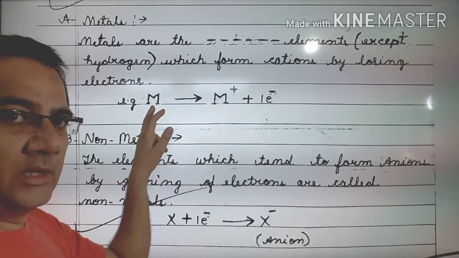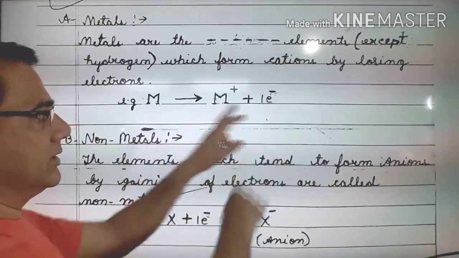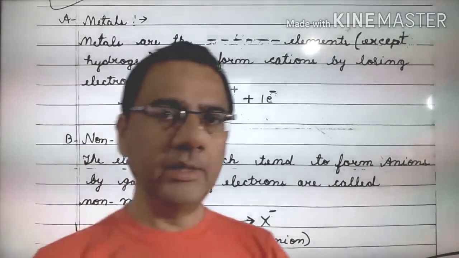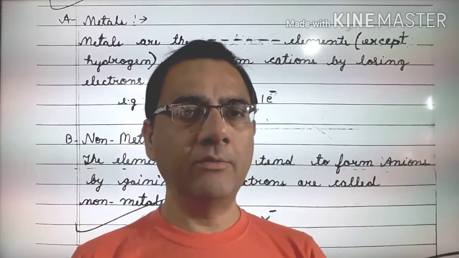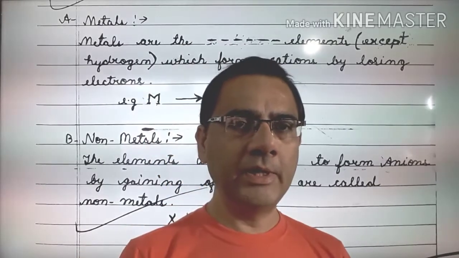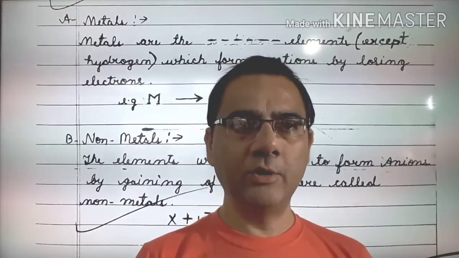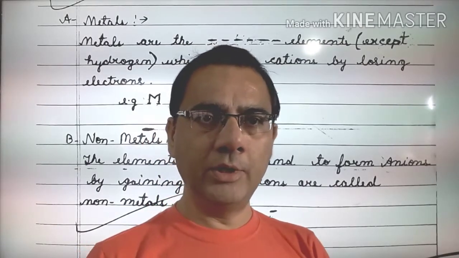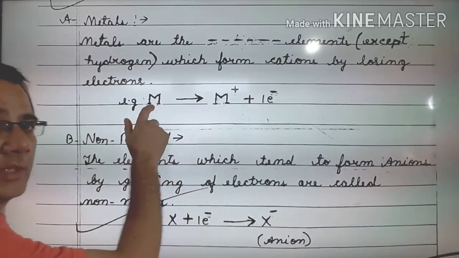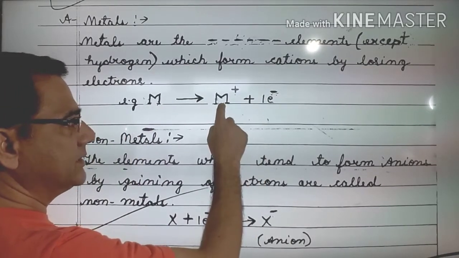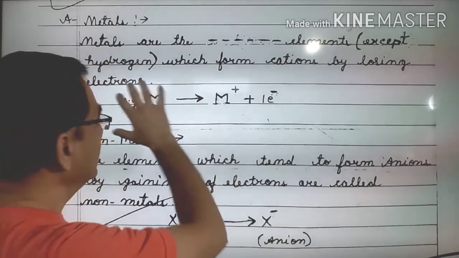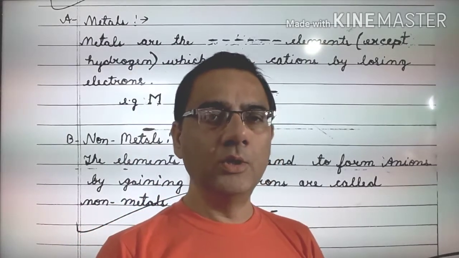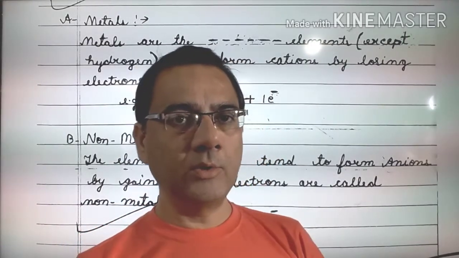This is a metal, any metal, and it is losing one electron. One e minus means one electron is lost. When an atom loses an electron, it acquires 1 unit of positive charge, and whenever an atom gains an electron, it acquires 1 unit of negative charge. So this one atom of the metal, by losing one electron, acquires 1 unit of positive charge. All the elements and their atoms which have a tendency to lose electrons are called metals.